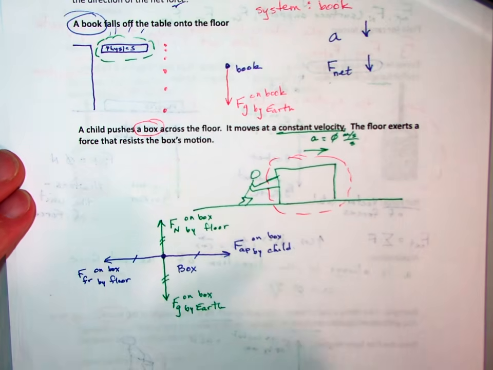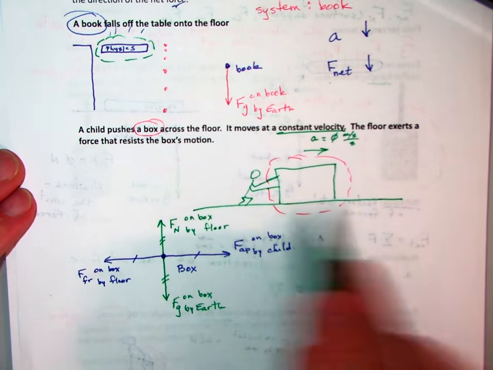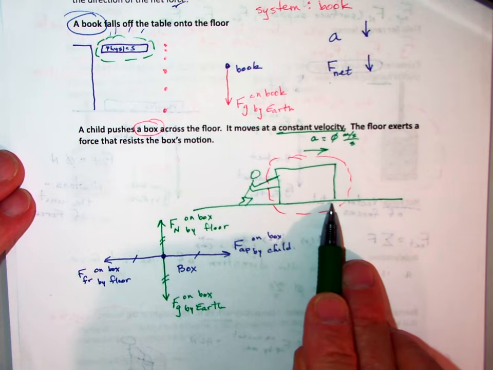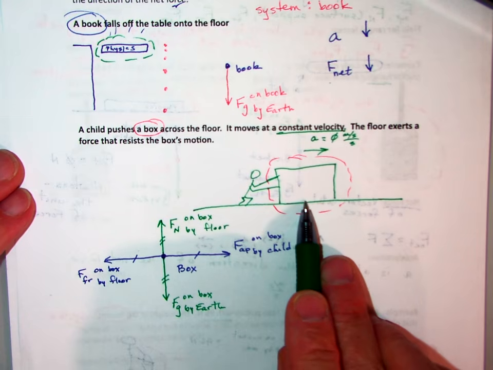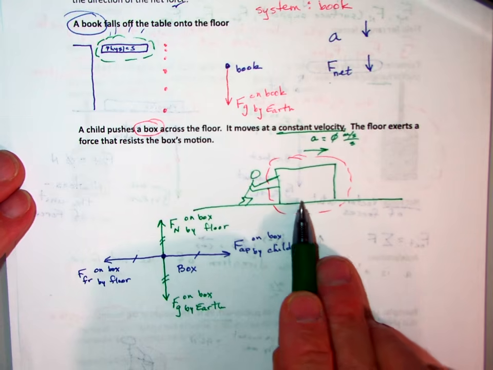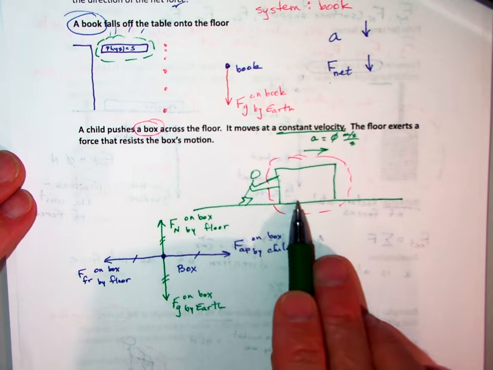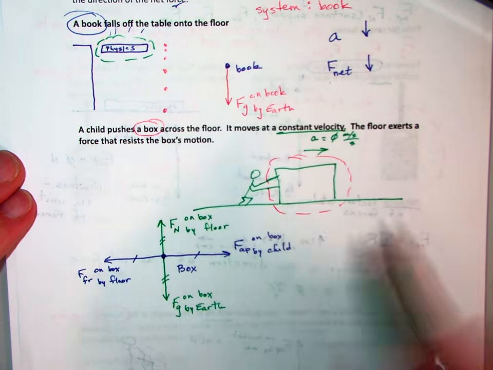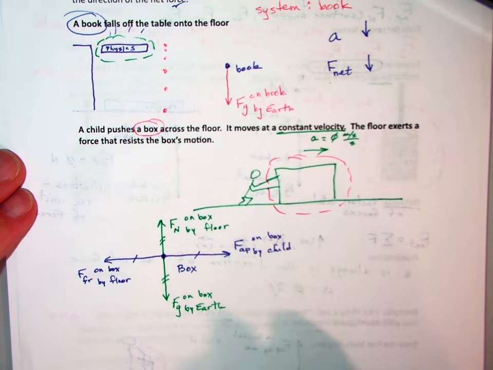One last thing I want to point out here is even though the floor breaks the system circle once, essentially, it exerts two separate forces on this box. It exerts a normal force upward, surface support, and it exerts a resistive force, the friction force, opposite the direction of motion.